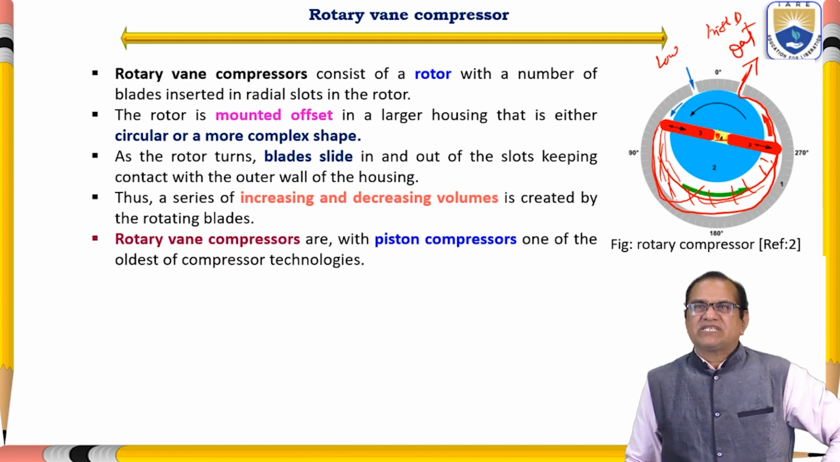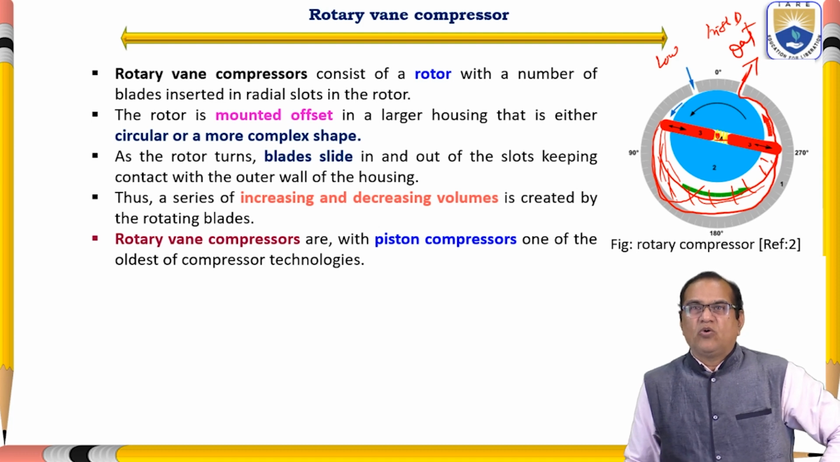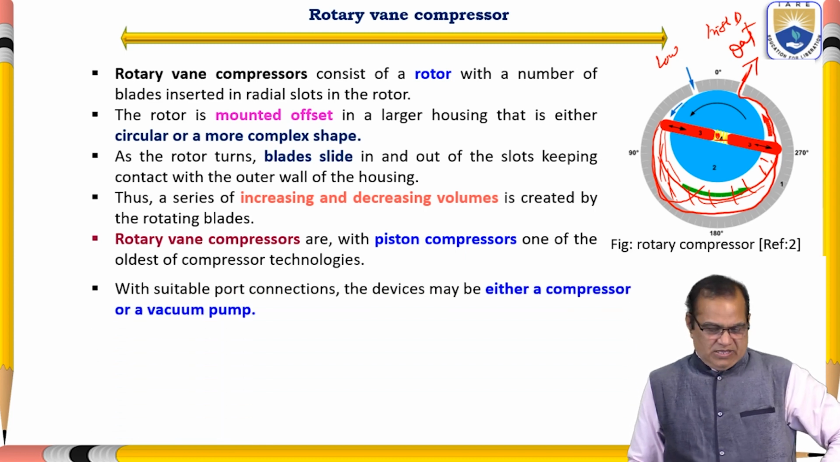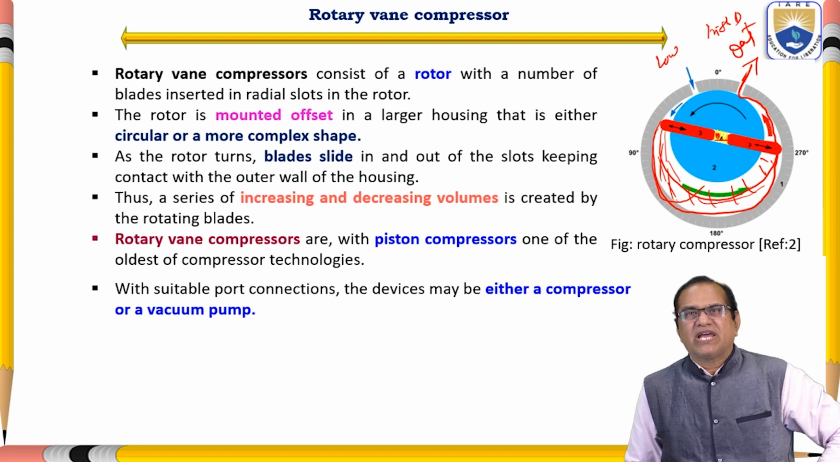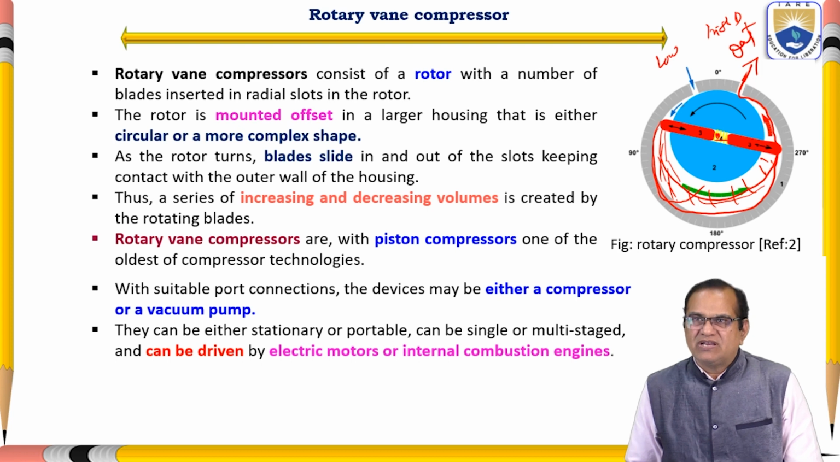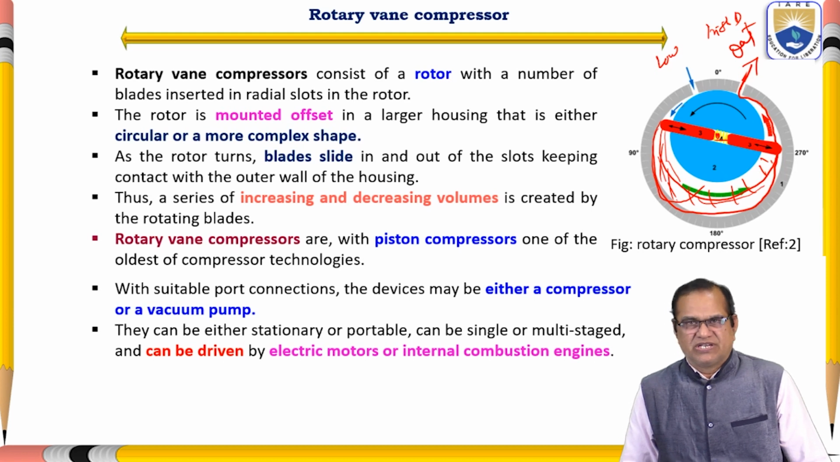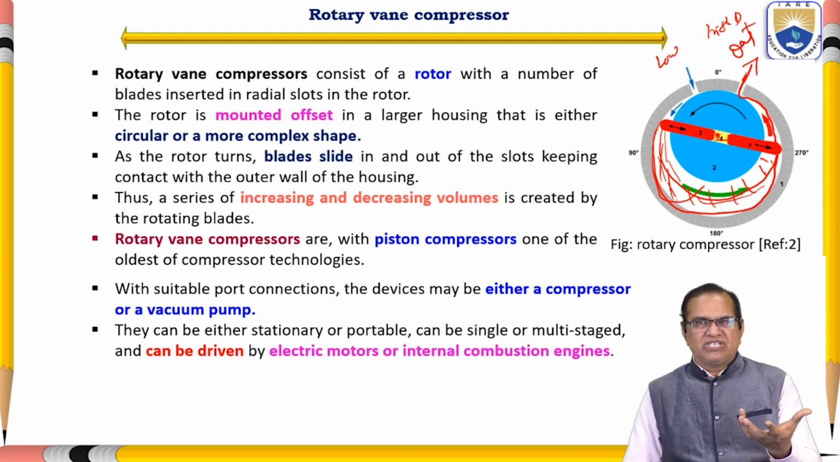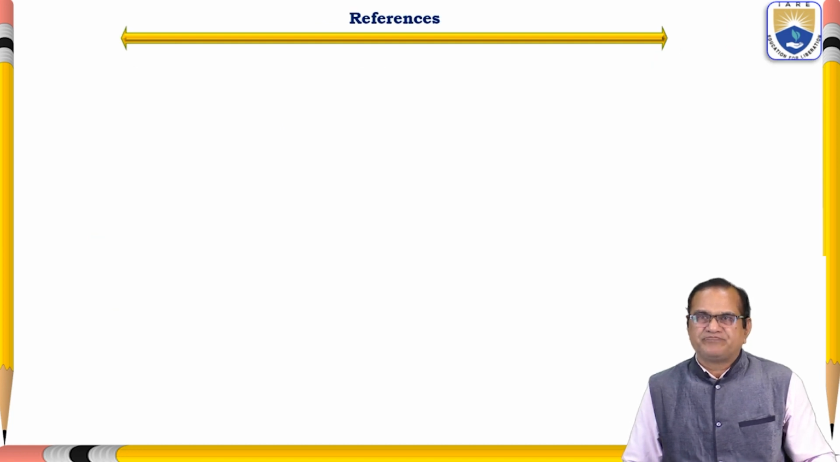Rotary vane compressors, along with piston compressors, are one of the oldest compressor technologies. So it is a very old technology. With suitable port connections, the devices may be either a compressor or a vacuum pump. They can be stationary or portable, single or multi-stage, and can be driven by electric motors or internal combustion engines. If you have electricity, use it to rotate this pump, and if you don't, you can use a piston engine to rotate it.